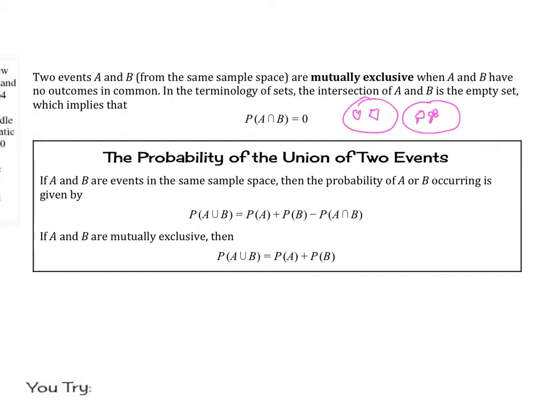The probability of the union of two events: if A and B are events in the same sample space, then the probability of A or B occurring is given by the probability of the union of A and B equals the probability of A plus the probability of B minus that intersection. Now, if they're mutually exclusive, so they have nothing in common, then you're just going to add the two probabilities together.